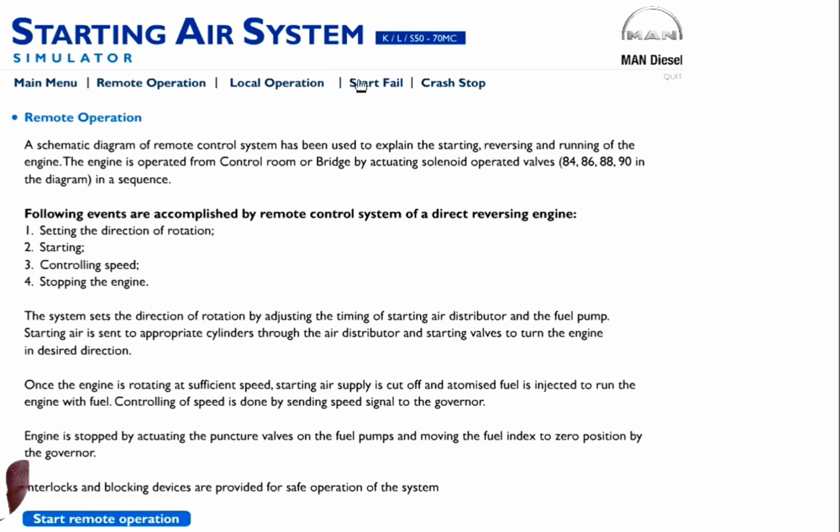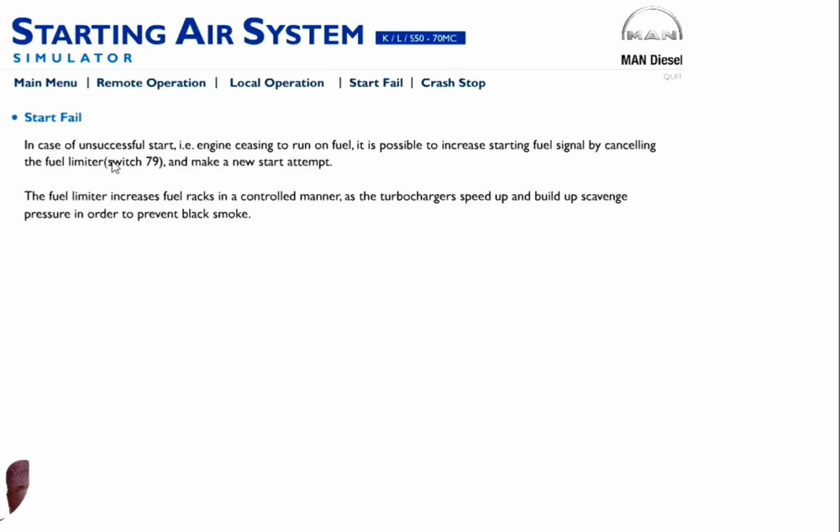Okay, and in case we have a start fail, in case of an unsuccessful start, the engine ceasing to run on fuel, it is possible to increase the starting fuel signal by cancelling the fuel limiter switch 79 and make a new start attempt.